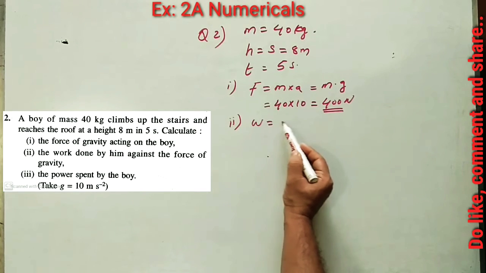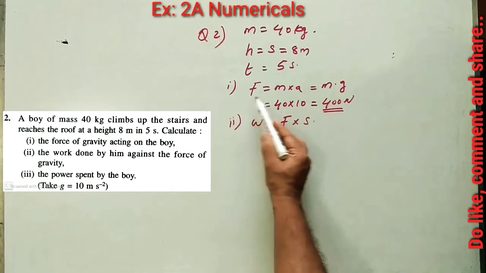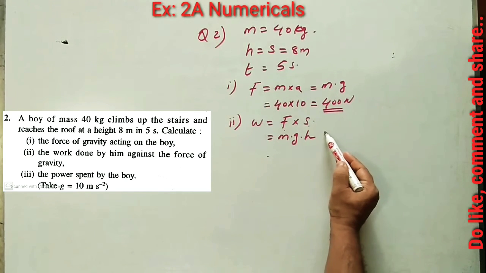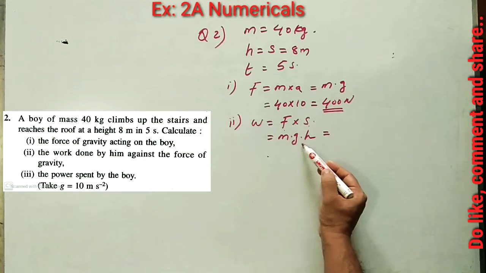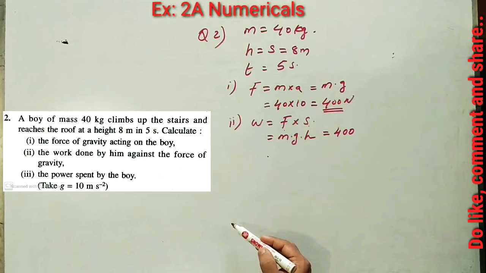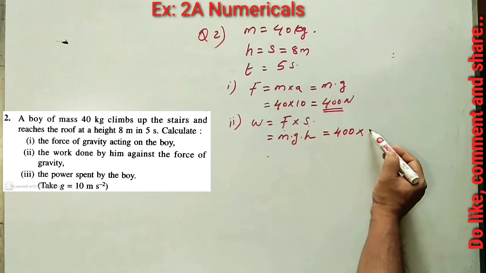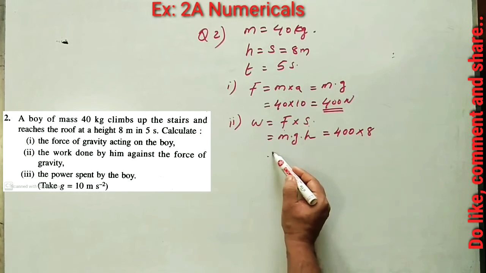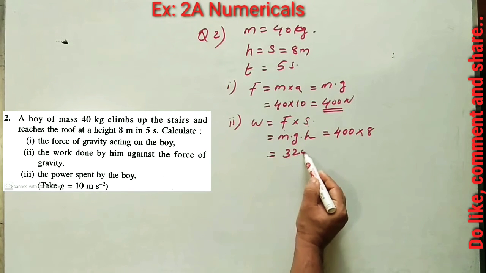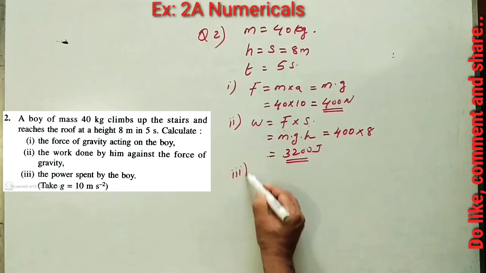So the work done is equal to, we know the formula, force into displacement. So what is force here? Force is equal to mg. We know mg. S is equal to h. So mgh. So what is mg? We have got the value of mg as 400. Correct? 400 into h. What is height? h is given there as 8 meter. So put the value of height. So we are getting it as 400 into 8. How much is it? 3200 joule. Unit of work done.